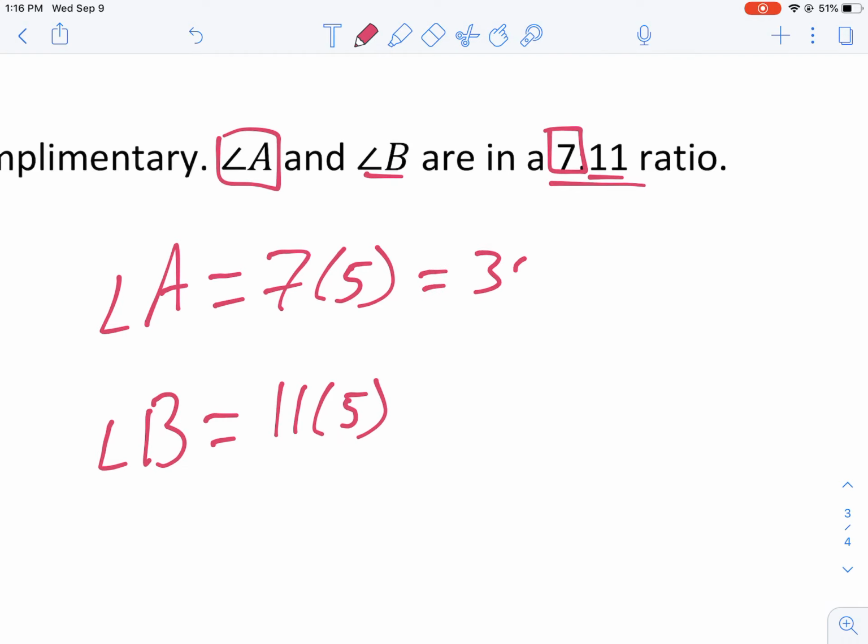So we've got 7 times 5, that's 35. 11 times 5, that's 55, all right? And so these are your two angles. And we can check 35 plus 55. Yes, that does add up to 90.